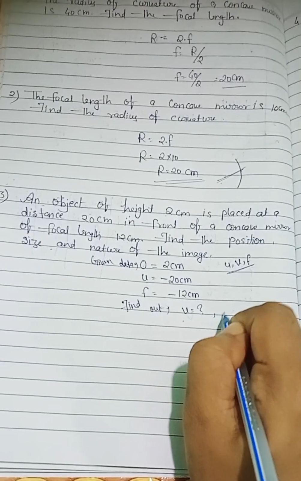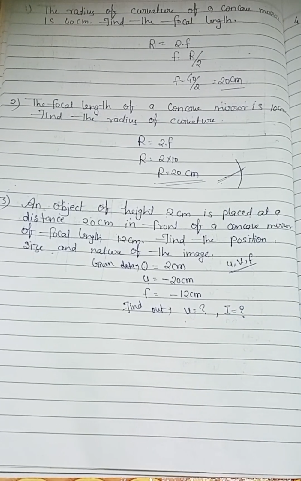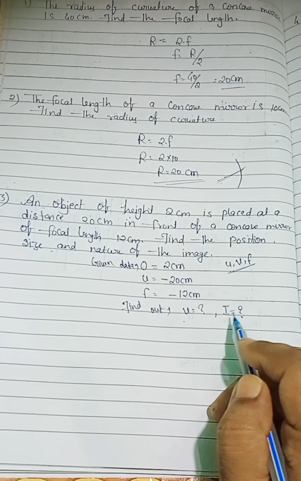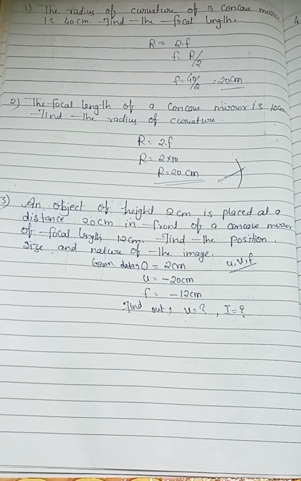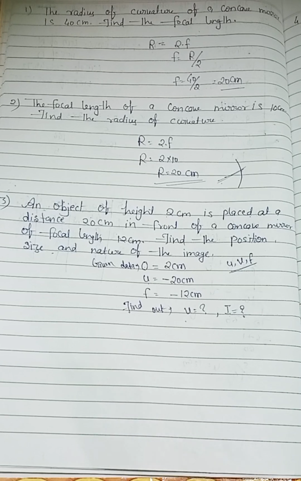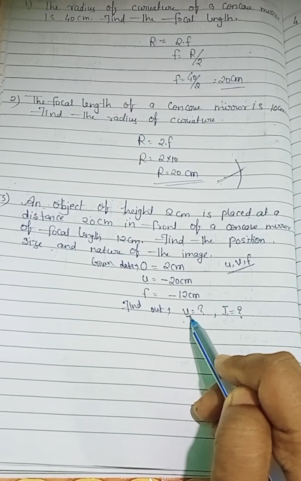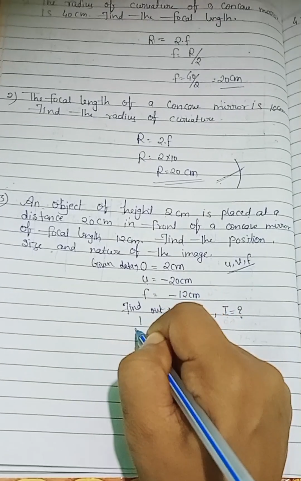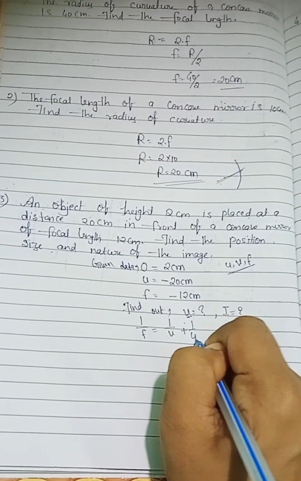Then for the size of image we use the symbol I. Now the nature of image means whether it is virtual or real, magnified or diminished, inverted or erect. First you need to find the value of v. For that we will use the mirror formula. The mirror formula is 1 by f is equal to 1 by v plus 1 by u.